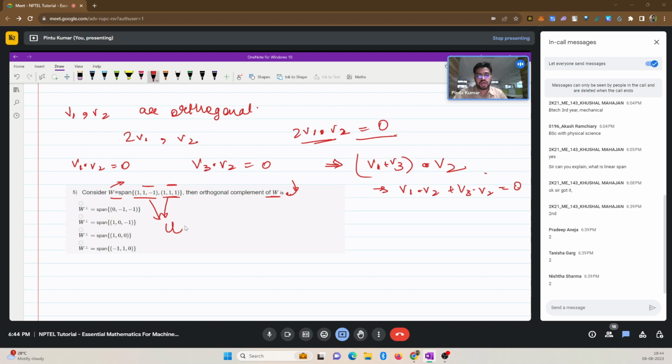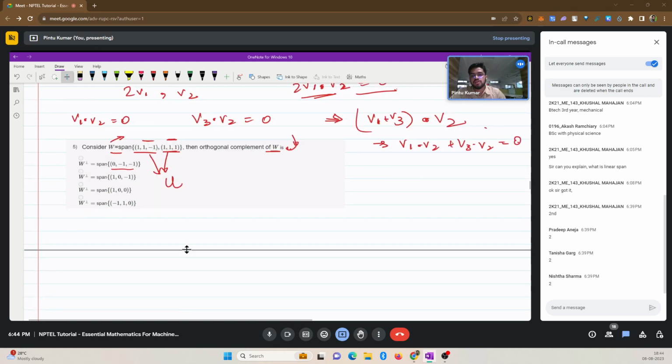So if you are asked to find the orthogonal component of W, what you will do is look for a vector that is orthogonal to both of these vectors. I think there is a related question in your assignment also. In order to solve that, you need to look for a vector that is orthogonal to both of these. Let's look at the first vector.